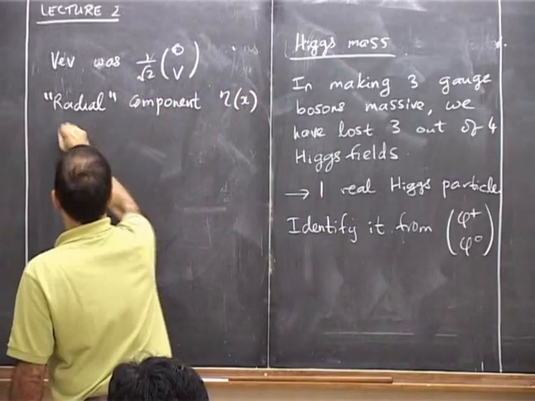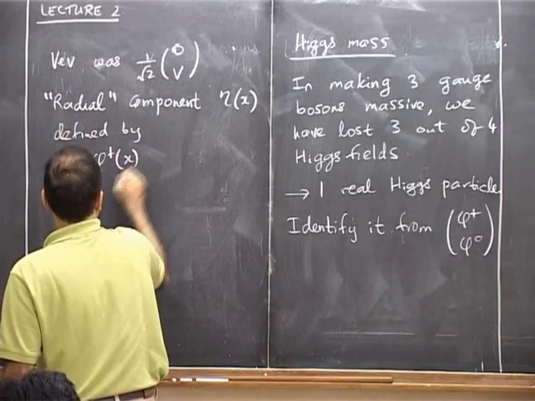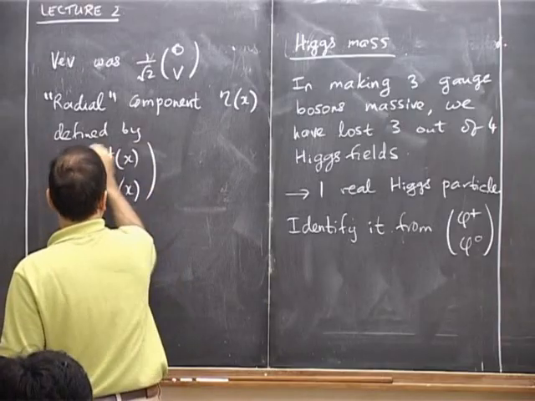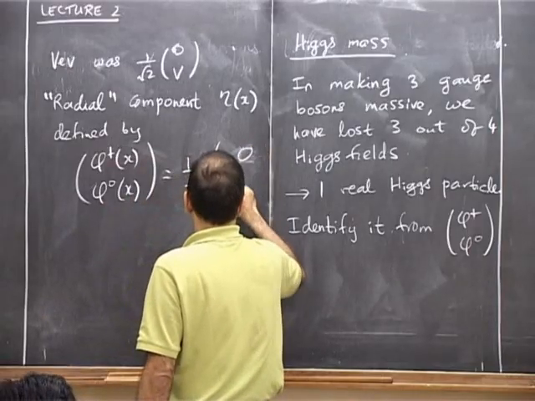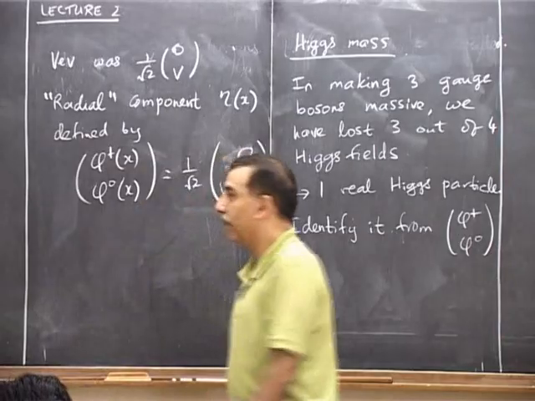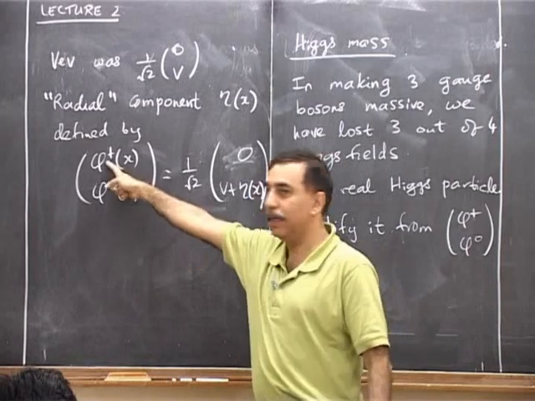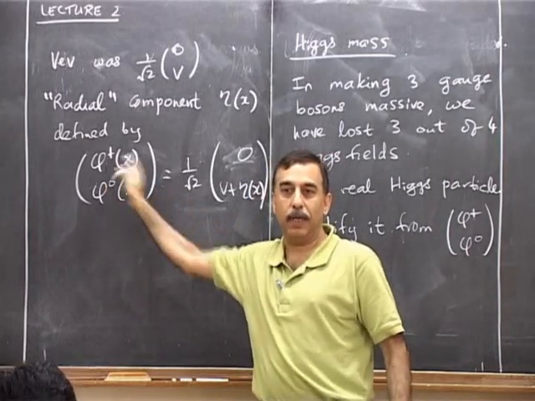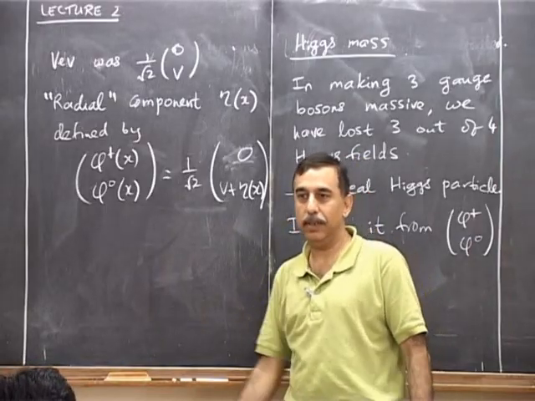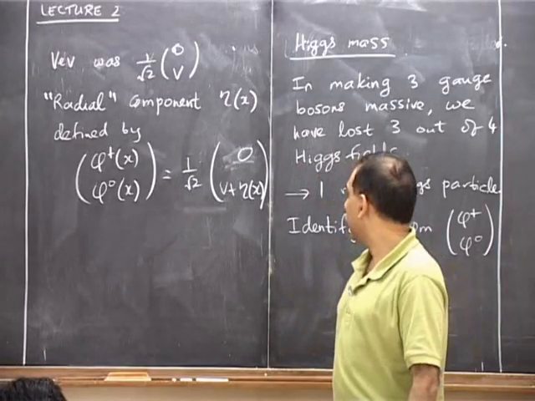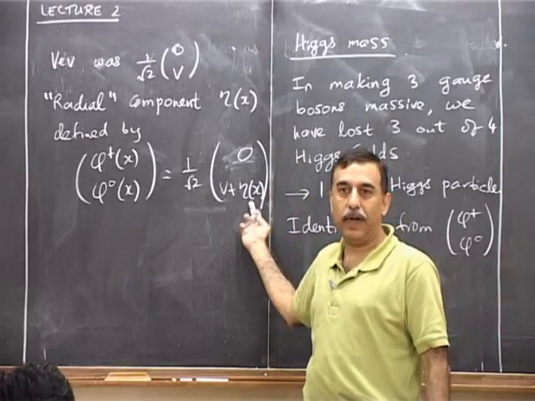eta is defined by phi plus of x, phi 0 of x is 1 by root 2, 0 and v plus eta of x. Okay, which means that the imaginary part of phi 0 and the real and imaginary parts of phi plus are the other three, the gauge directions. Okay, and of course there should be 3 because there were 3 gauge symmetries that were fixed. So all we need to do is choose phi plus phi 0 like this and find out the couplings of eta.